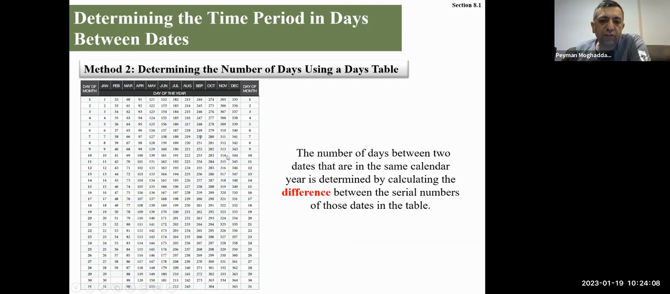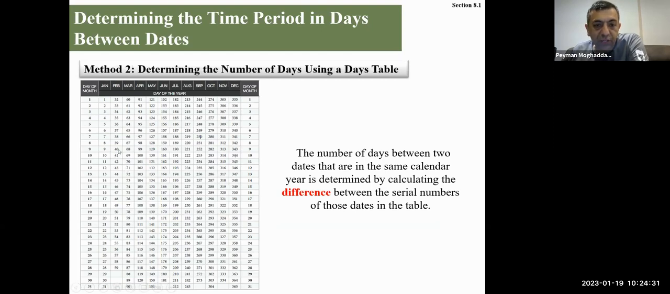Okay, if by any chance you go from November 8, for example, like the last example, which is going to be 312, to February 11, which is going to be 42, right? So in this case, you go from a bigger number to a smaller number. Okay, there's no worries.